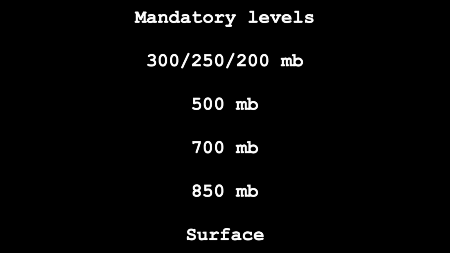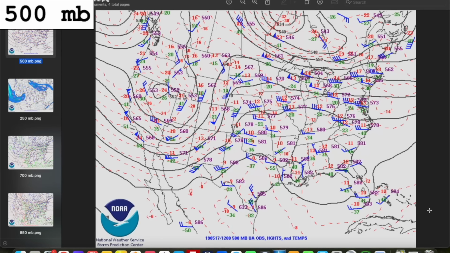So let's dive into these mandatory levels and show you why each one of these is important in severe weather forecasting and what you should be looking for when you're analyzing these upper air maps during a severe weather forecast. Let's start off with perhaps our most important mandatory level, 500 millibars.